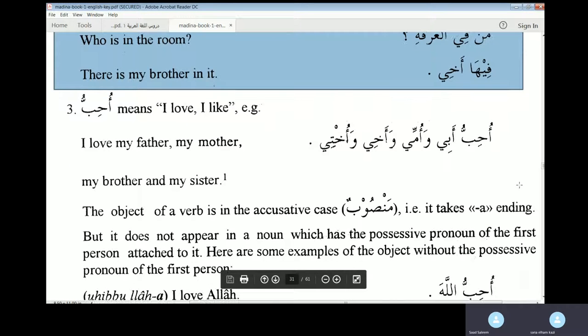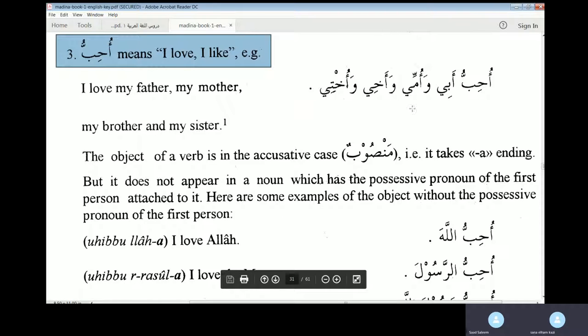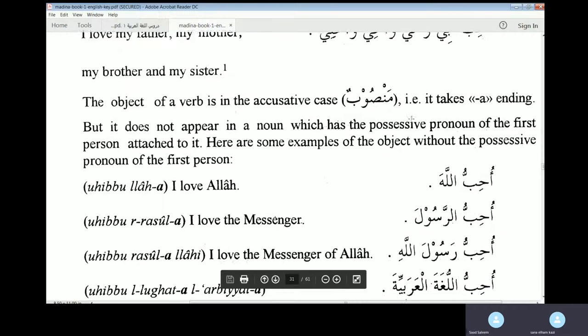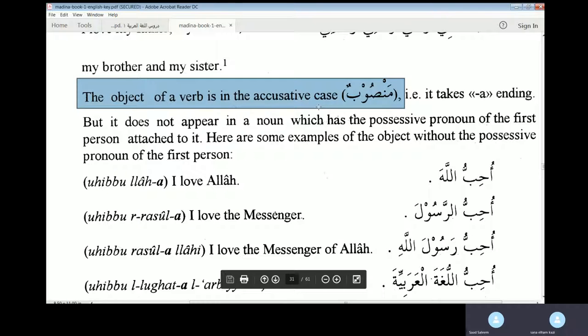Uhibbu means I love or I like. Example: uhibbu abi wa ummi wa akhi wa ukhti. I love my father, my mother, my brother and my sister. The object of a verb is in the accusative case, mansubun, that is, it takes a fatha ending. But this changes if the noun has the possessive pronoun of the first person attached to it.